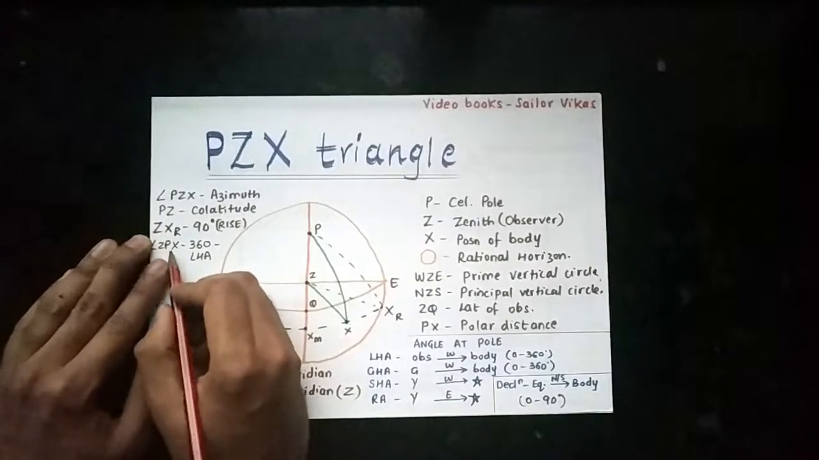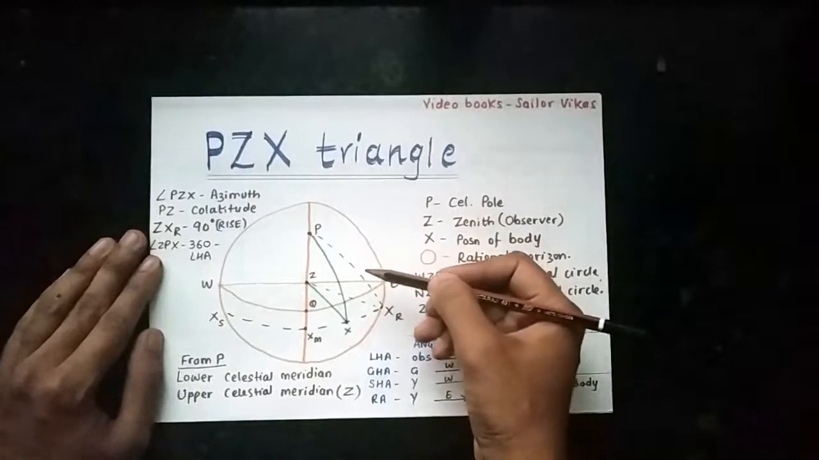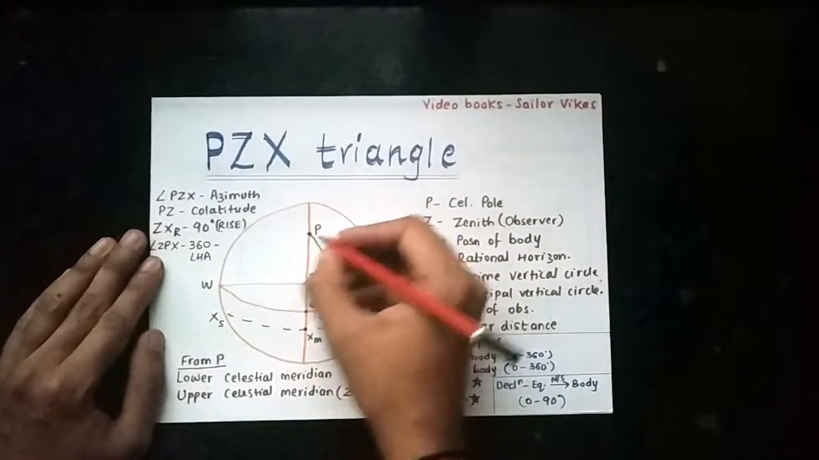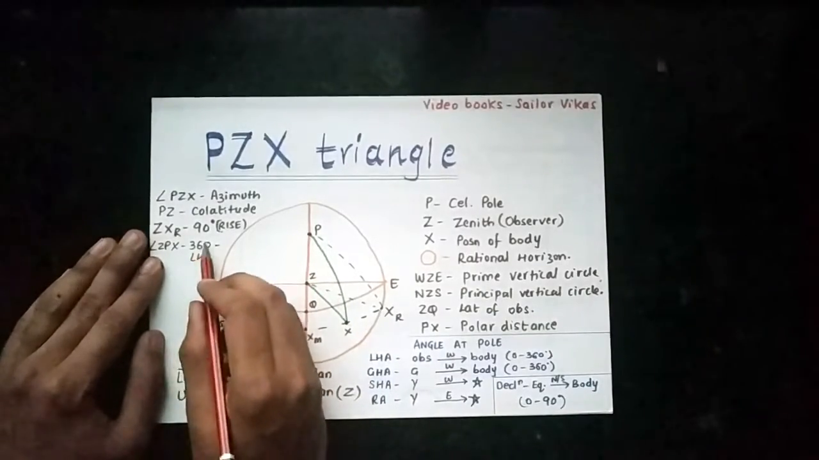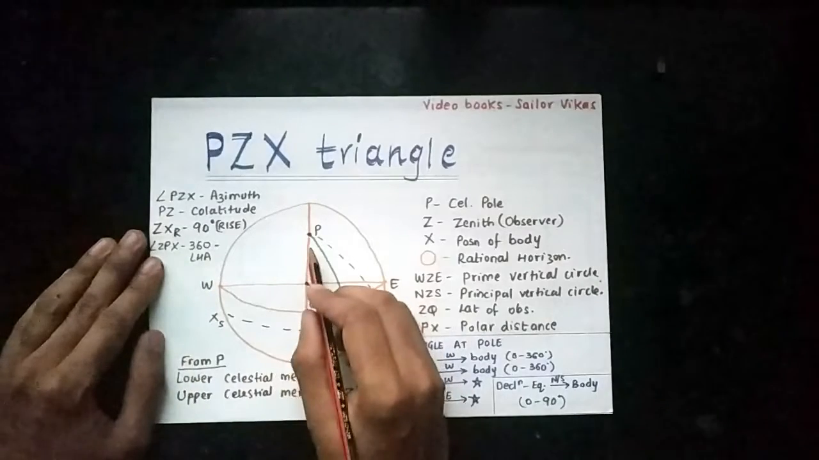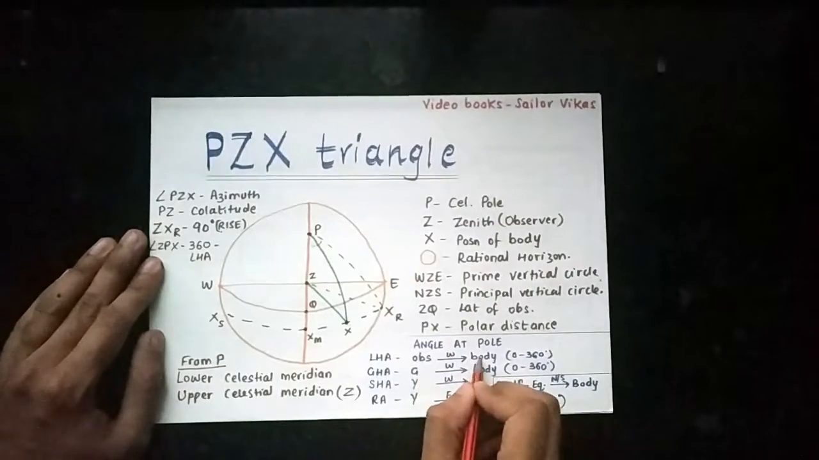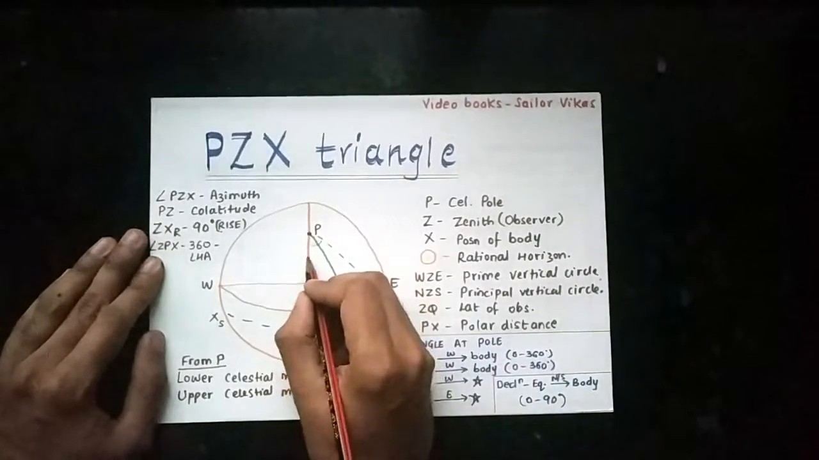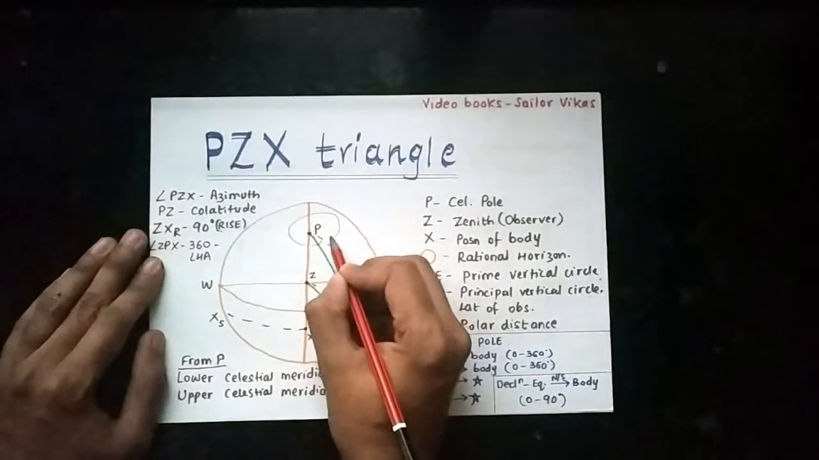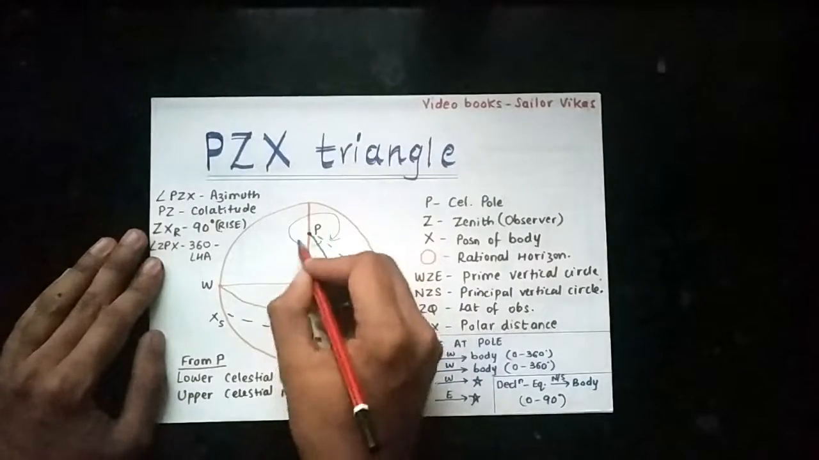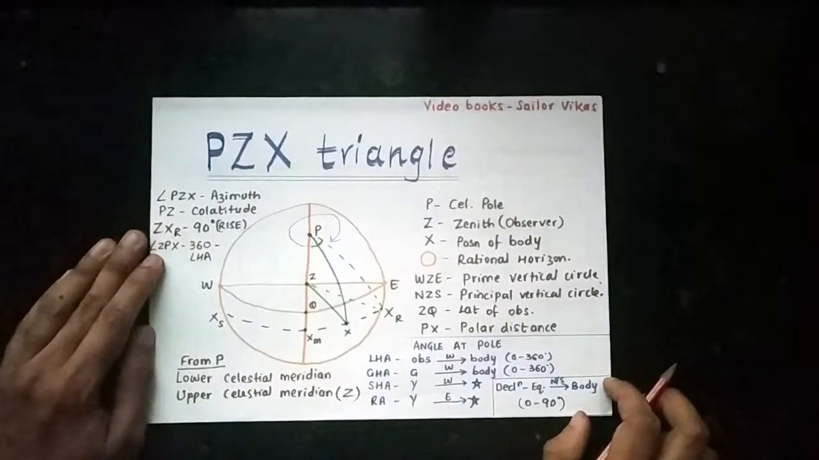Other than this, angle ZPX. To calculate this angle, if we have been given the LHA, then you can do 360 minus LHA to calculate this small angle, because LHA is nothing but from the observer to the body. So this is the observer and the body is here, so it is measured westwardly. So 360 minus this will give you this angle. You have to remember this while solving the PZX triangle.